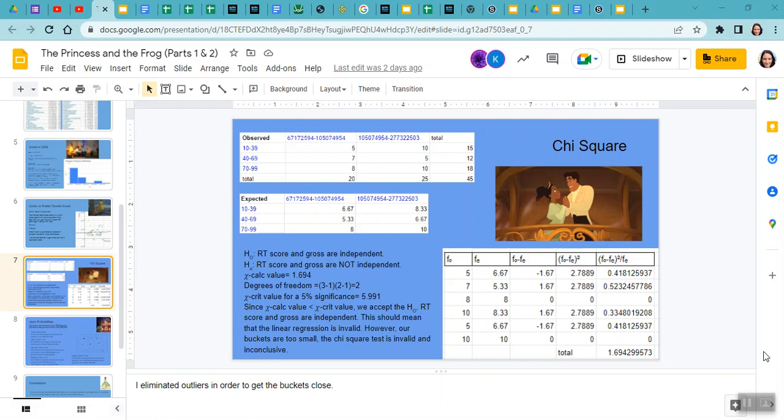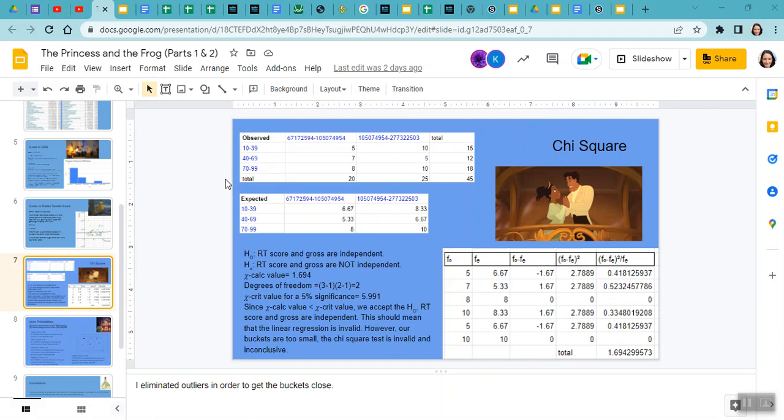So what we basically need to do is split the Rotten Tomatoes score and the gross income into buckets. In the directions, it says to split your gross income into 3 buckets and your Rotten Tomatoes scores into 2 buckets. That wasn't really working out for me, so I switched it. You're allowed to switch it too.